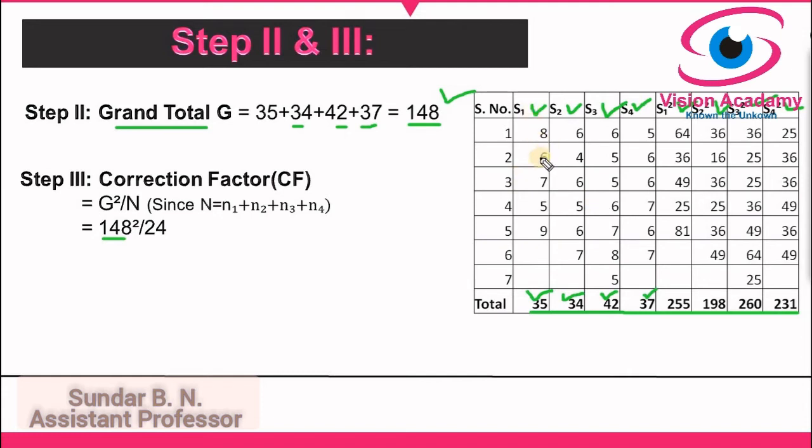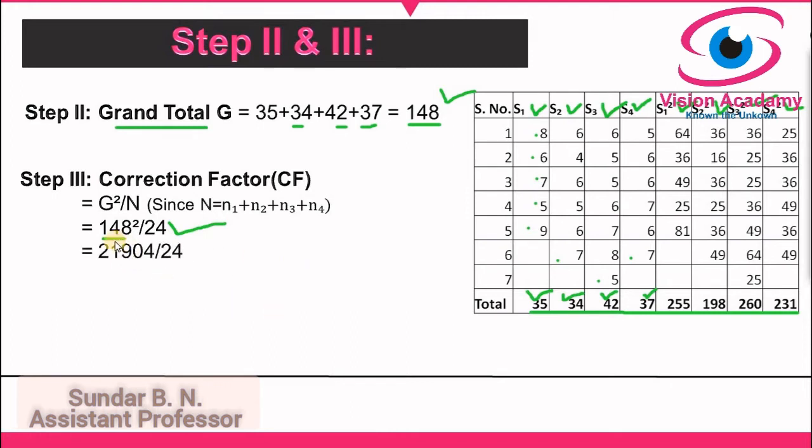From school 1 we have 5 student samples. From school 2 we have 6 student samples. From school 3 we have 7 student samples. From school 4 we have 6 student samples. 5 plus 6 plus 7 plus 6, if we add all together it is 24. So the number of samples in this example is 24.